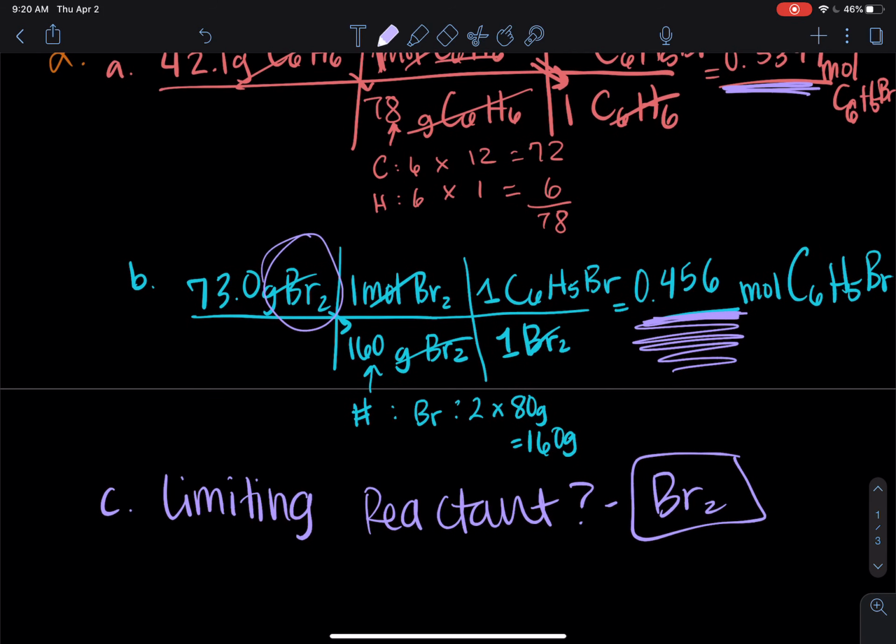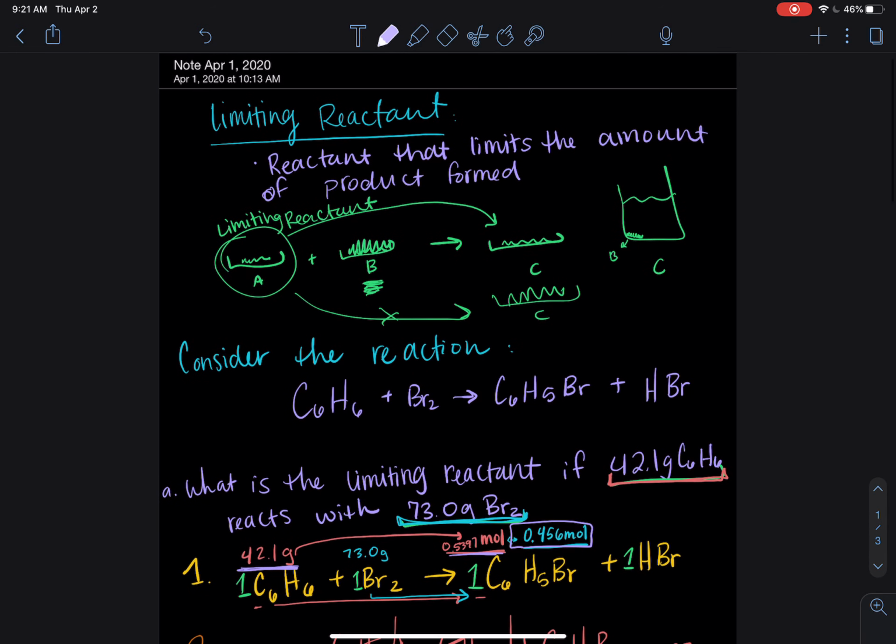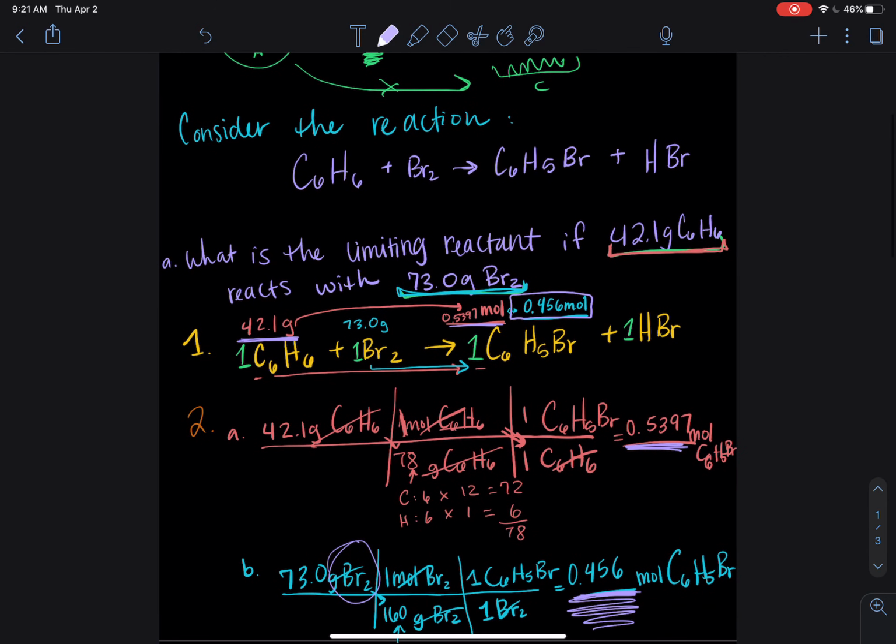Okay, so just to kind of go over everything that we've done, we talked about limiting reactant. We talked about how it's the reactant that runs out first. It's the one that forms the lower amount of product, okay? And then we worked a problem. We worked a problem where we were asked, what is the limiting reactant if we use these two reactants, okay?